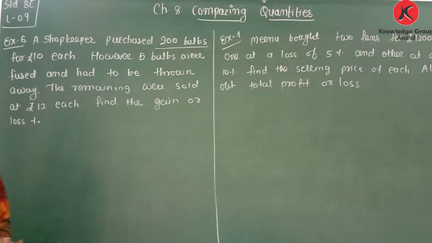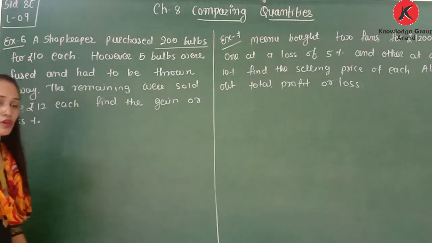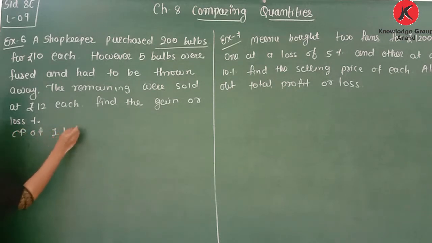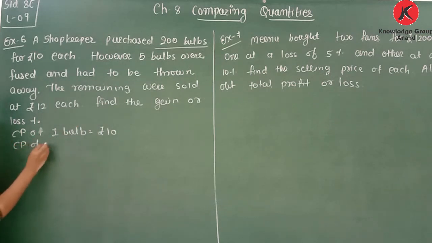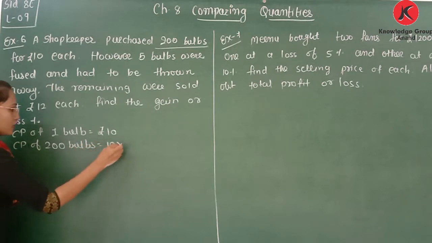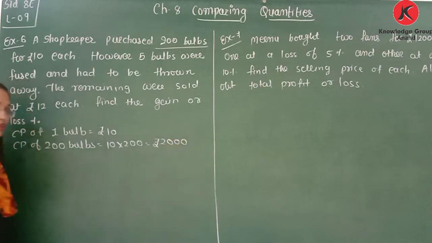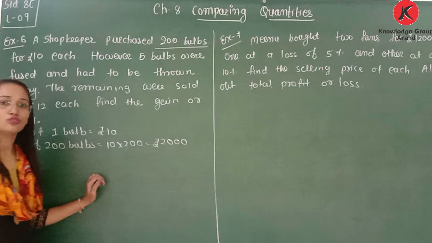So here first of all we will find the cost price. Cost price is not given directly. Here the cost price of 1 bulb is given, and he bought 200 bulbs. So the cost price of 1 bulb is 10 rupees. So CP of 200 bulbs is 10 multiplied by 200, that is 2000 rupees. It means the shopkeeper pays 2000 rupees to buy 200 bulbs.